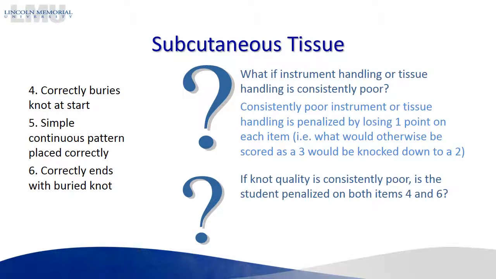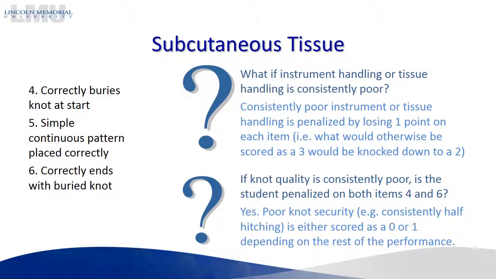And so if the knot quality is consistently poor, is a student penalized on both items 4 and 6? So if I'm seeing them throwing half hitches in there and they're consistently doing that, do I take away points for both of those? And the answer to that is yes. So poor knot security is going to be scored as either a 0 or a 1 for both items 4 and 6, depending on the rest of the performance.